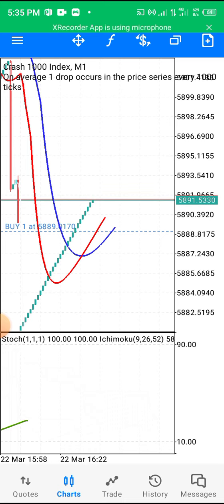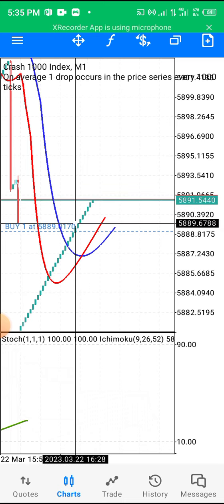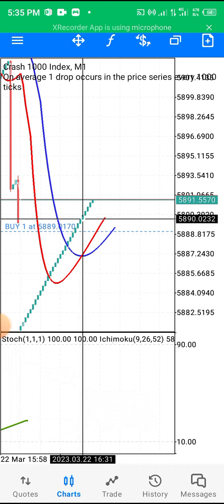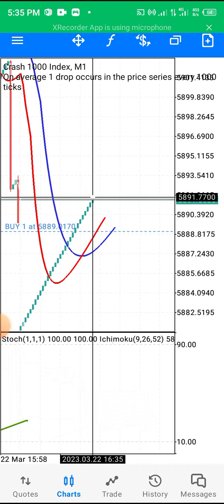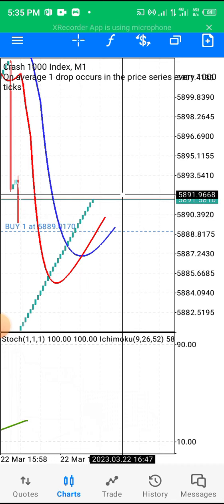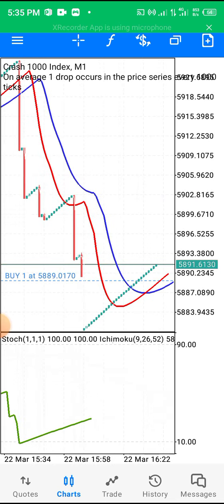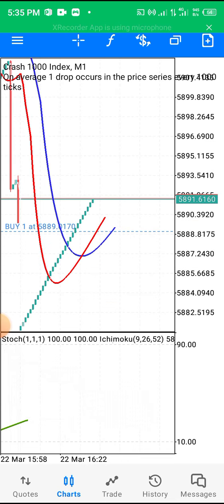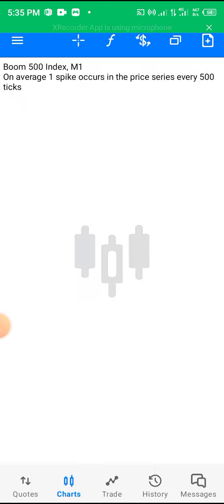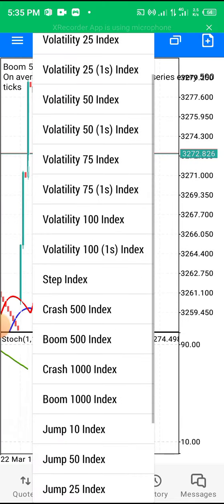Okay, guys, so you can see we are still on our trade. This is 1, 2, 3, 4, 5, 6, 7, 8. So now we are expecting 2 more candlesticks to add up, then we close our positions and make some profit. Let's go back to Boom 1000 and see how it's doing.